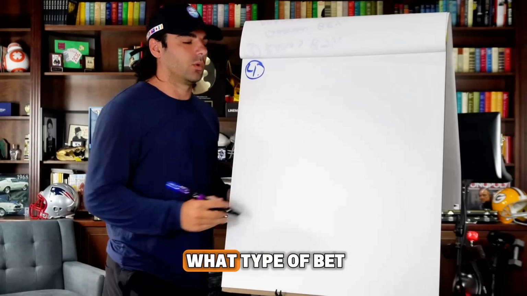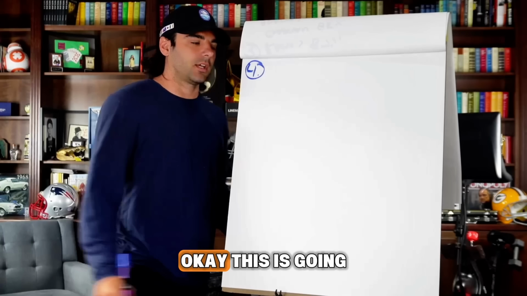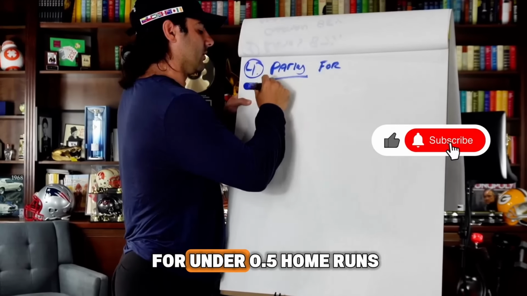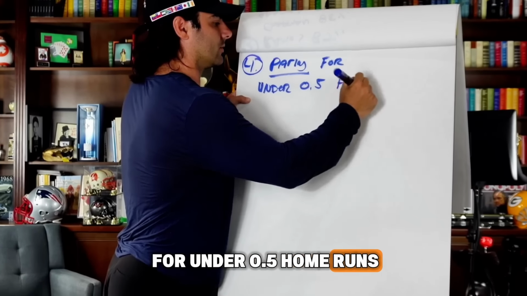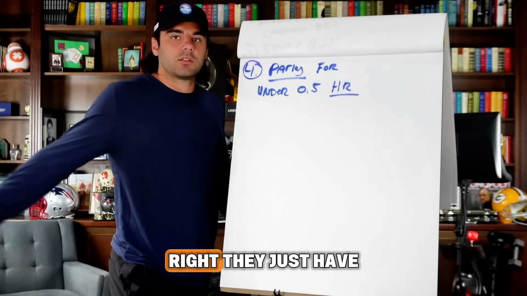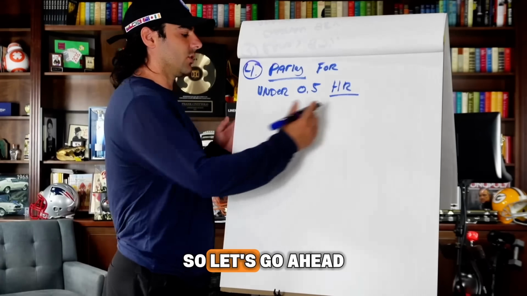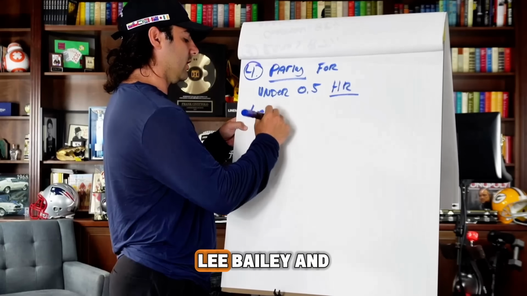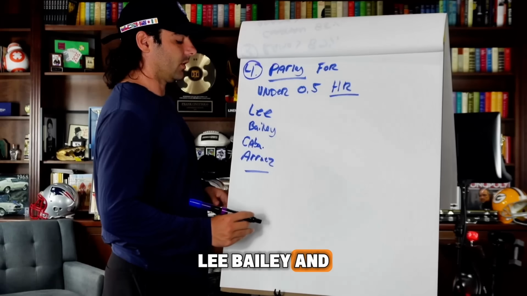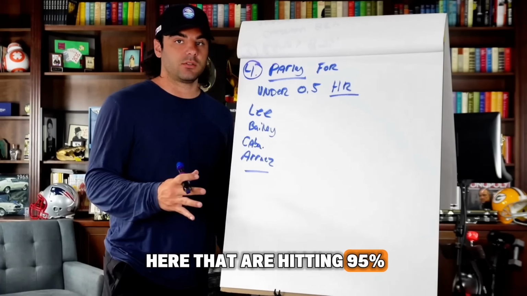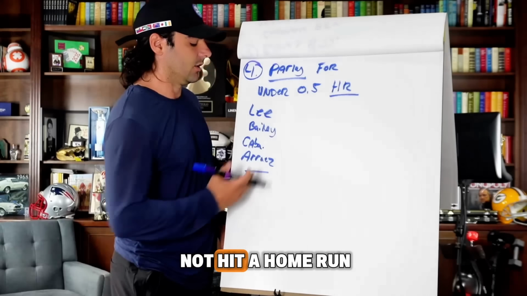This is going to be, what type of bet are we placing? Okay, this is going to be a parlay for under 0.5 home runs. All right, so meaning these players just have to not hit a home run, right? They just have to not hit a home run. So let's go ahead and write those players down, the 4 that we actually have here, okay? We have what? Lee, Bailey, Cubby, and all right, so we got 4 players here that are hitting 95% opportunity for them to not hit a home run.